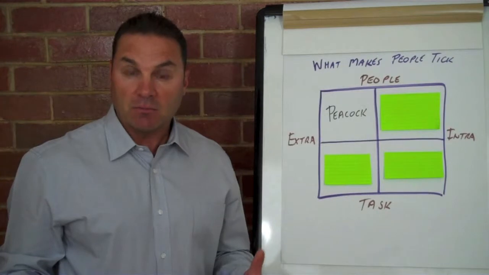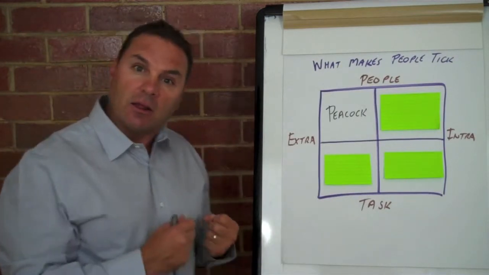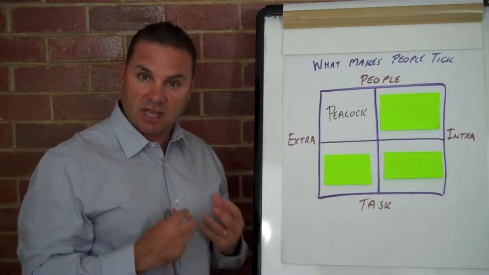At the same time, if you think of a peacock in nature, imagine how they would react to feedback. Most likely they're going to take it personally. "What do you mean my feathers don't look so good?" And people with that sort of personality preference, that's what they're like.